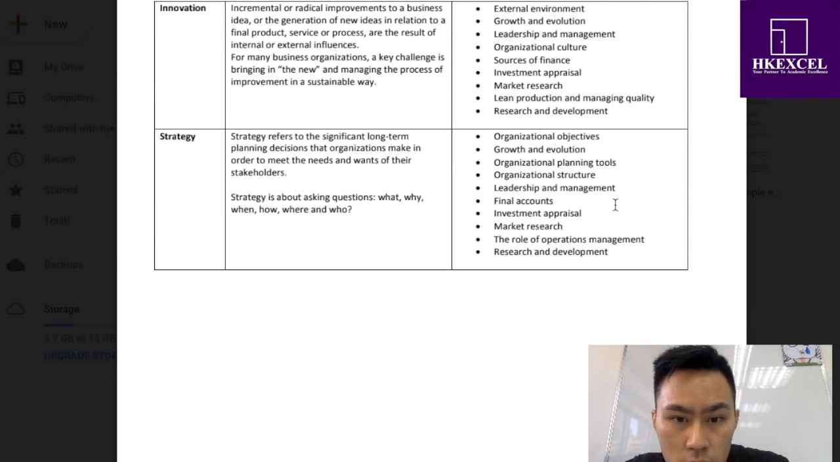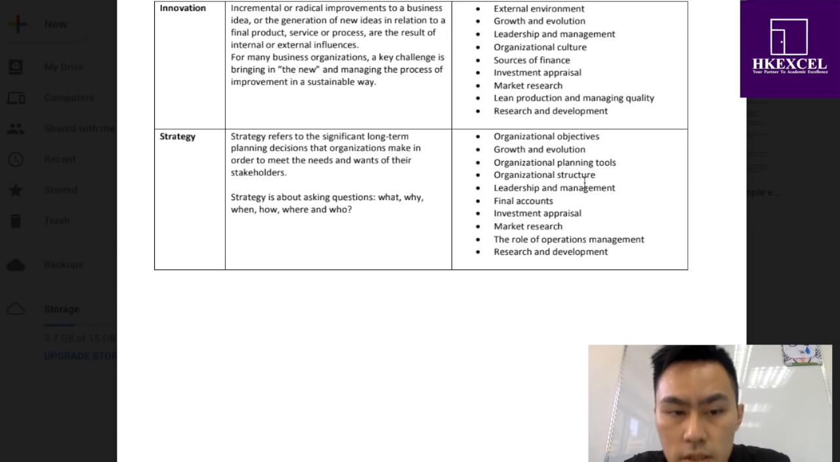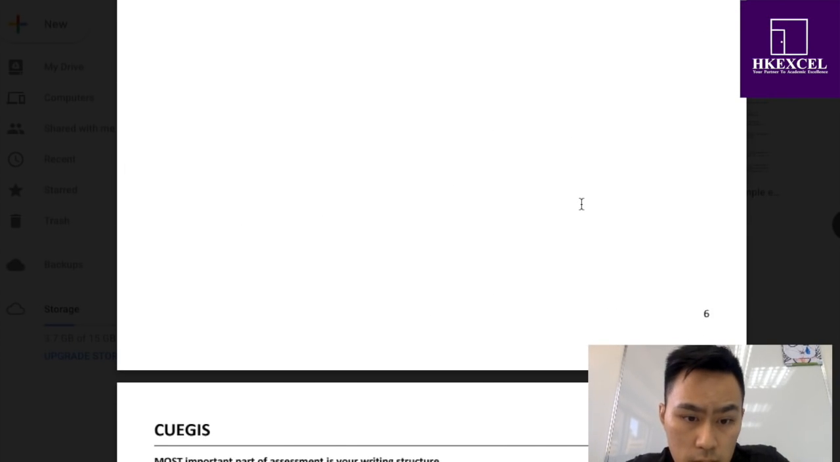And strategy. So strategy, this term is actually quite broad. Basically, you need to focus more on significant long-term planning decisions, right? And that would be more on finance topics, right? Final accounts, yeah. And also talks about the debts and assets. And also strategy is about asking questions: what, why, when, how, where, and who. So like who should you employ as a leader? Yeah, so leadership and management, you can talk about in strategy as well. So that is the basic concept of QGIS.